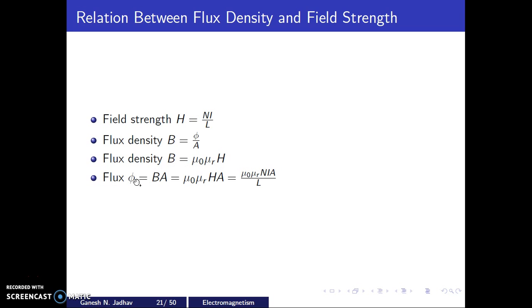And how will you calculate the flux? Flux is equal to B into A, that is flux density into area, where B is equal to mu 0 mu r H, so flux is mu 0 mu r into H into A. H is given by Ni by L. Substituting the value Ni by L, it becomes mu 0 mu r A into Ni divided by L.